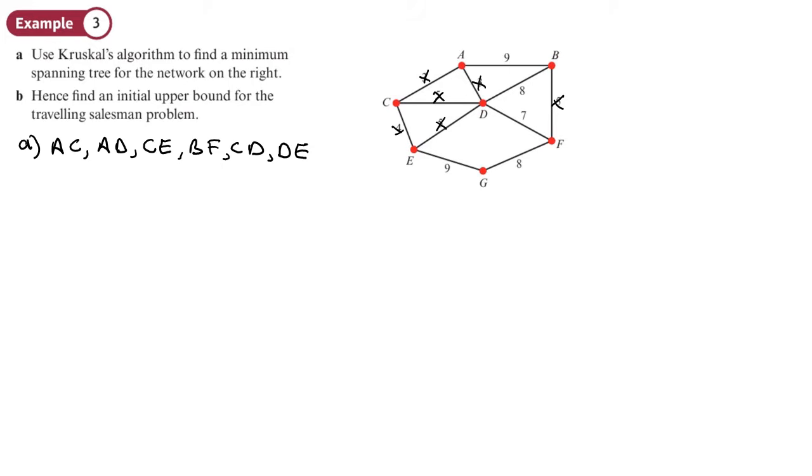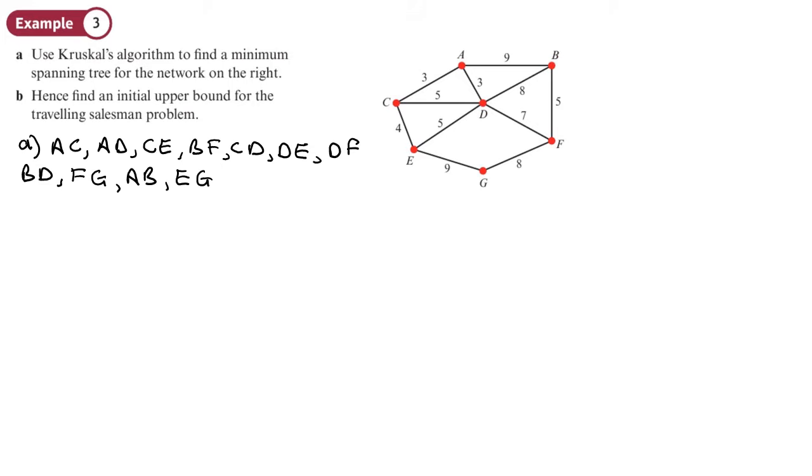Then we've got a weight of 7, that's DF. Then we've got 2 of weight 8, BD and FG, and then 2 of weight 9, AB and EG. Right, so with Kruskal's algorithm, we start with the edge of least weight, one at the start.